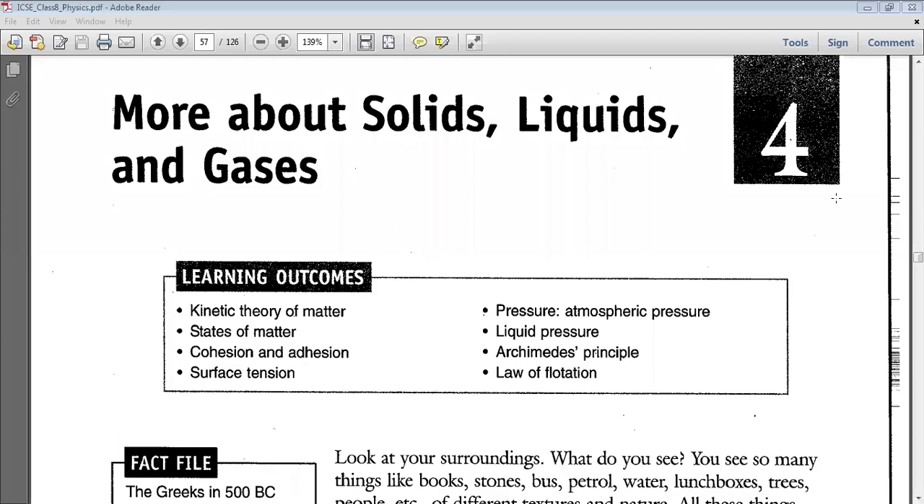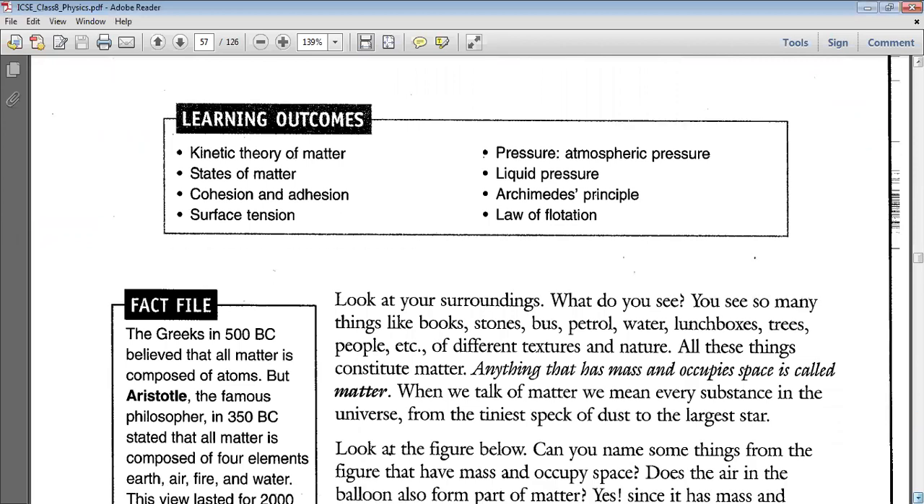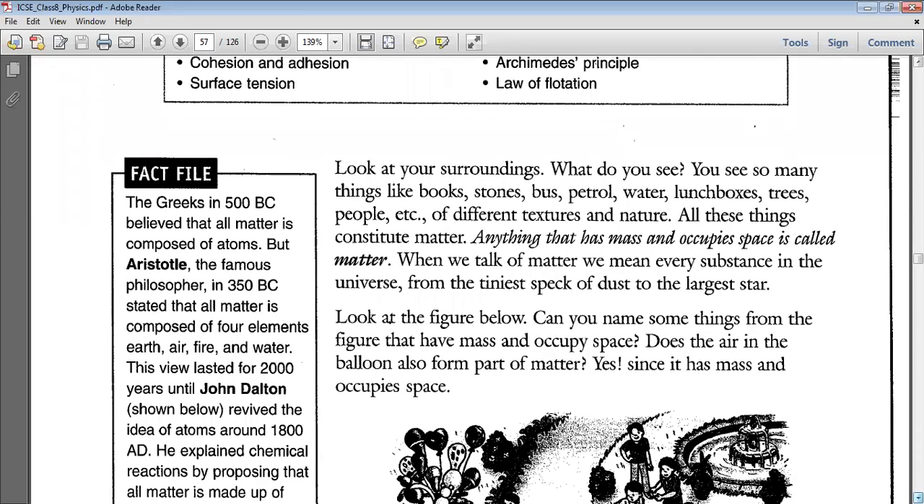Welcome to this chapter on more about solids, liquids, and gases. This chapter mainly deals with the concept of matter and its properties, especially. We know that matter is something which occupies space and has mass, or weight.